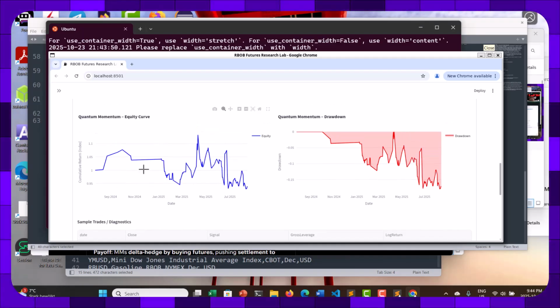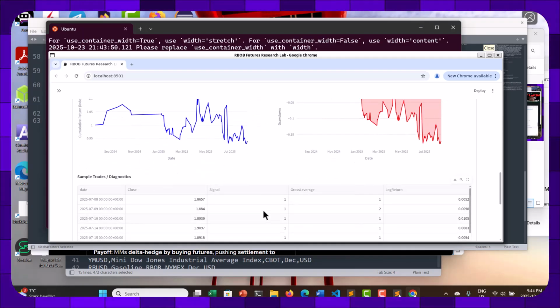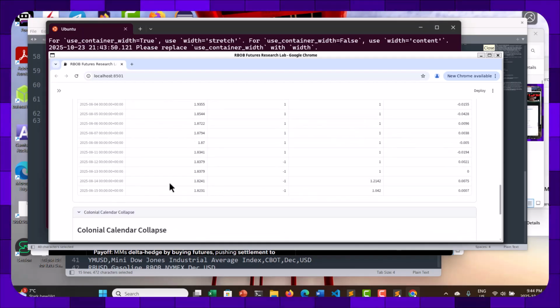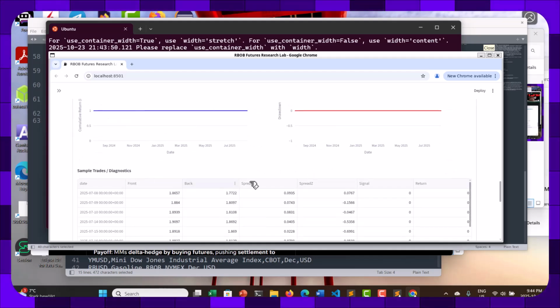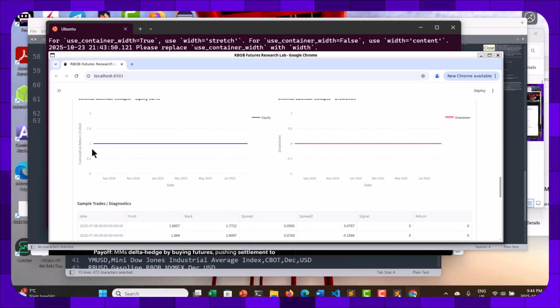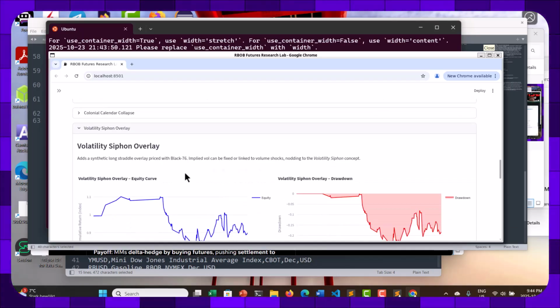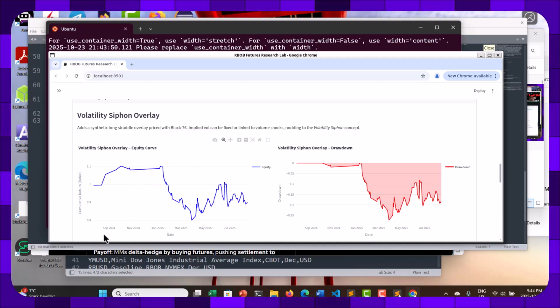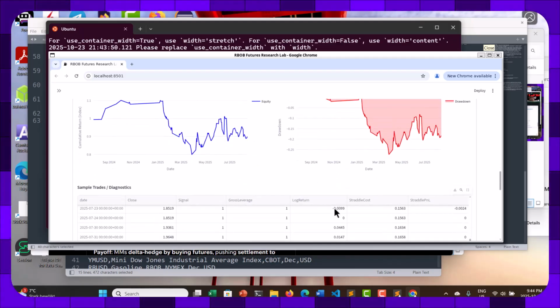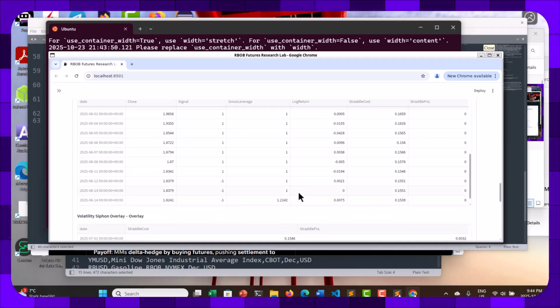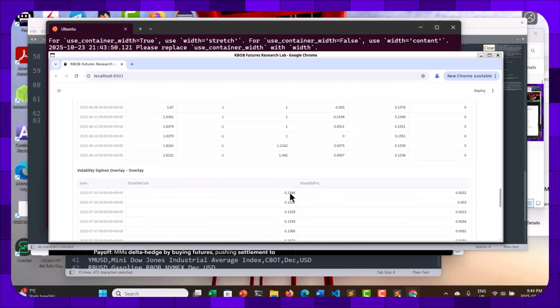Okay. So here we've got this quantum momentum, and we also have the colonial calendar collapse. There's no data there for that because we don't have the data for the pipeline from Colonial. If we did, we can always feed that in. And we also have this volatility siphon as well. So here's the data for last year. You've got to remember the gasoline price has fallen, but we're more interested in the current pricing.